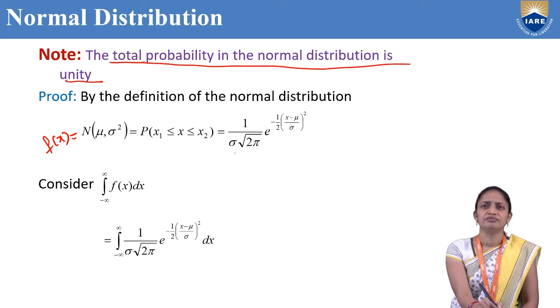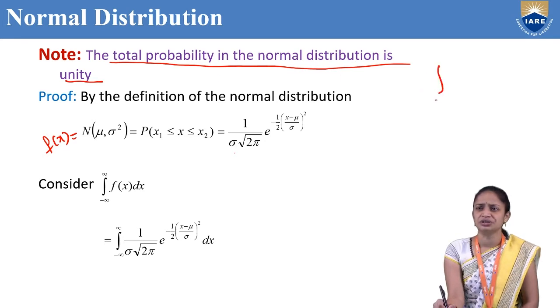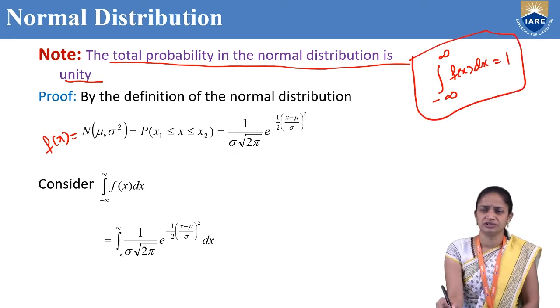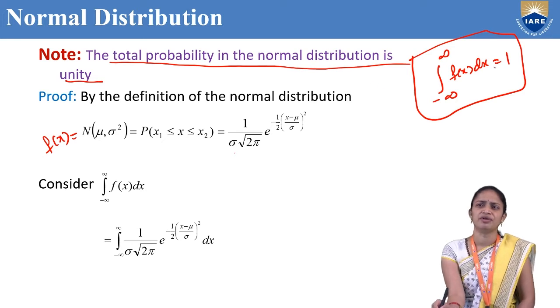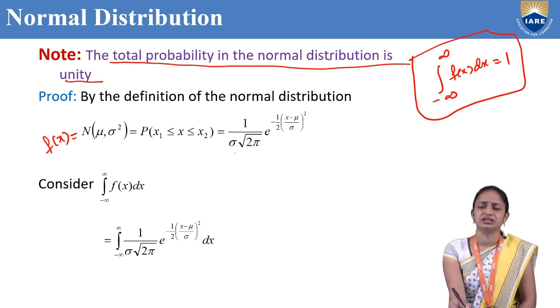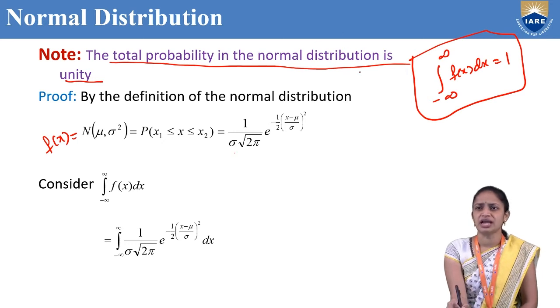Now we have to prove that the total probability in the normal distribution is unity. The normal distribution is continuous, no? Since the normal distribution is continuous, to prove that the total probability is 1, we have to prove that the integration over -infinity to infinity of f of x dx is equal to 1.